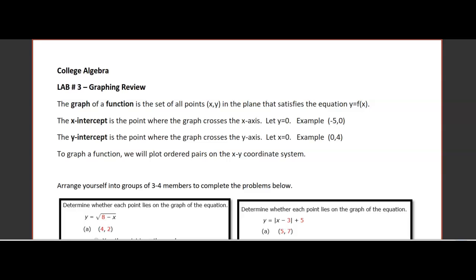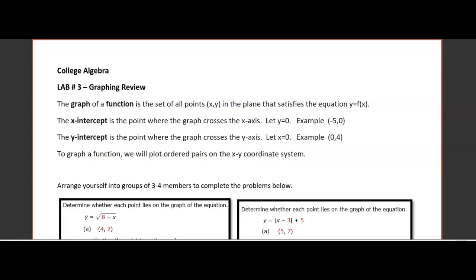Hey guys, let's look at lab number 3 where we're going to look at a graphing review. So we're going to talk about different qualities about graphs and different information we need to be able to get from a graph or information we need to find in order to graph. So here are a few concepts.